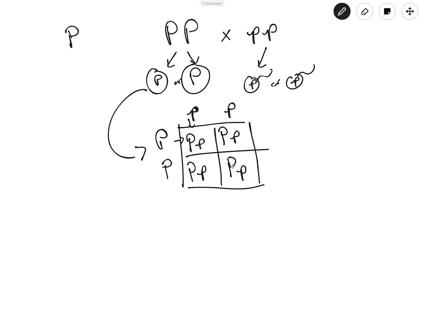And just a convention, you always draw the capital letter first and then the lowercase letter. It doesn't actually matter what order they're in, but to make it simpler, just do capitals first and then lowercase.